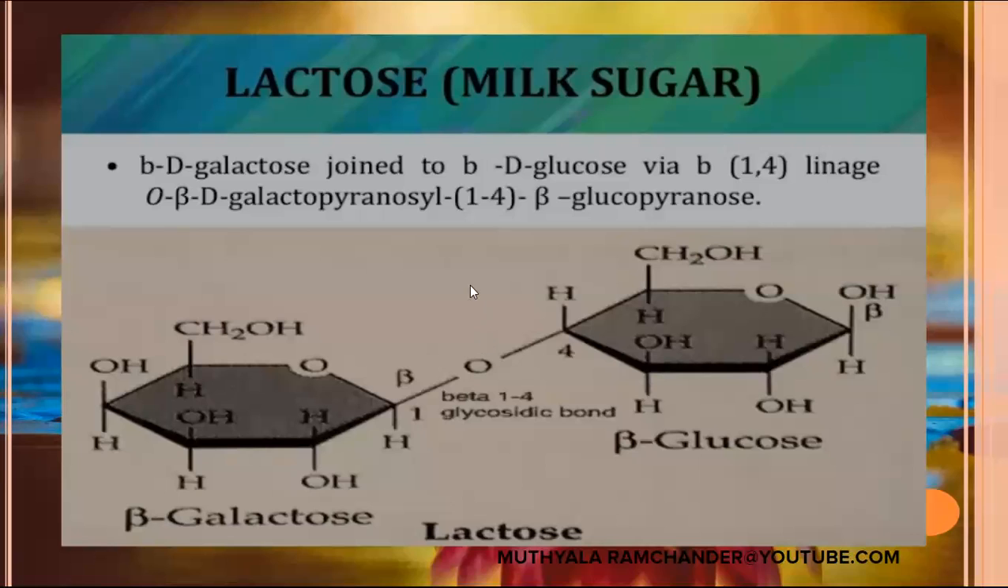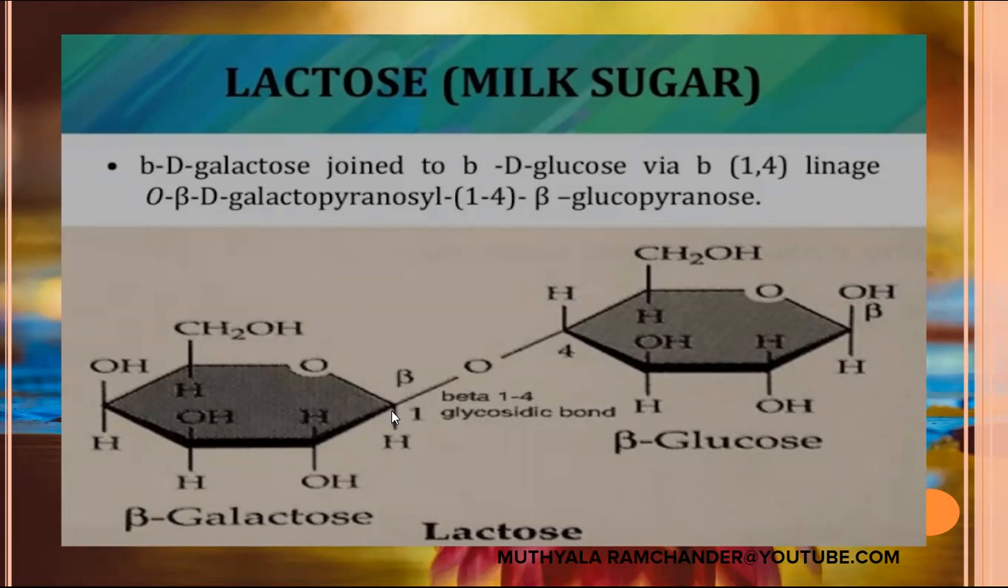The next one is lactose. Lactose is also called milk sugar. Beta D-galactose is joined to beta D-glucose via a beta 1,4 glycosidic linkage. Here it is beta galactose. When the hydroxyl group is present above the ring, it is called beta. In galactose, that hydroxyl group above the ring makes it beta galactose.